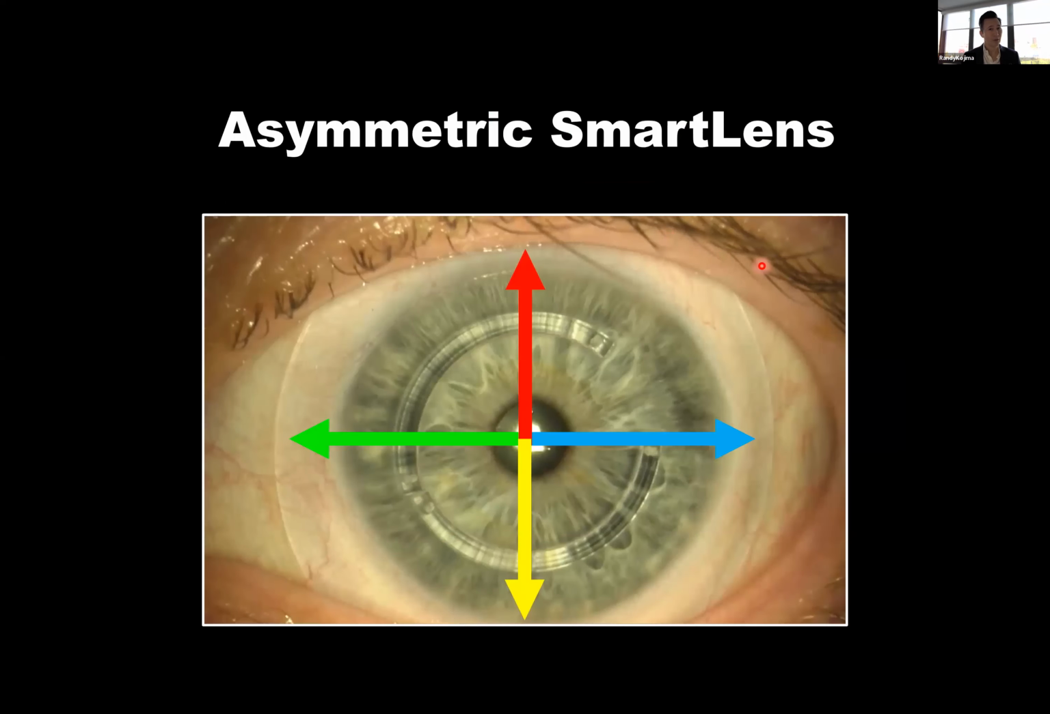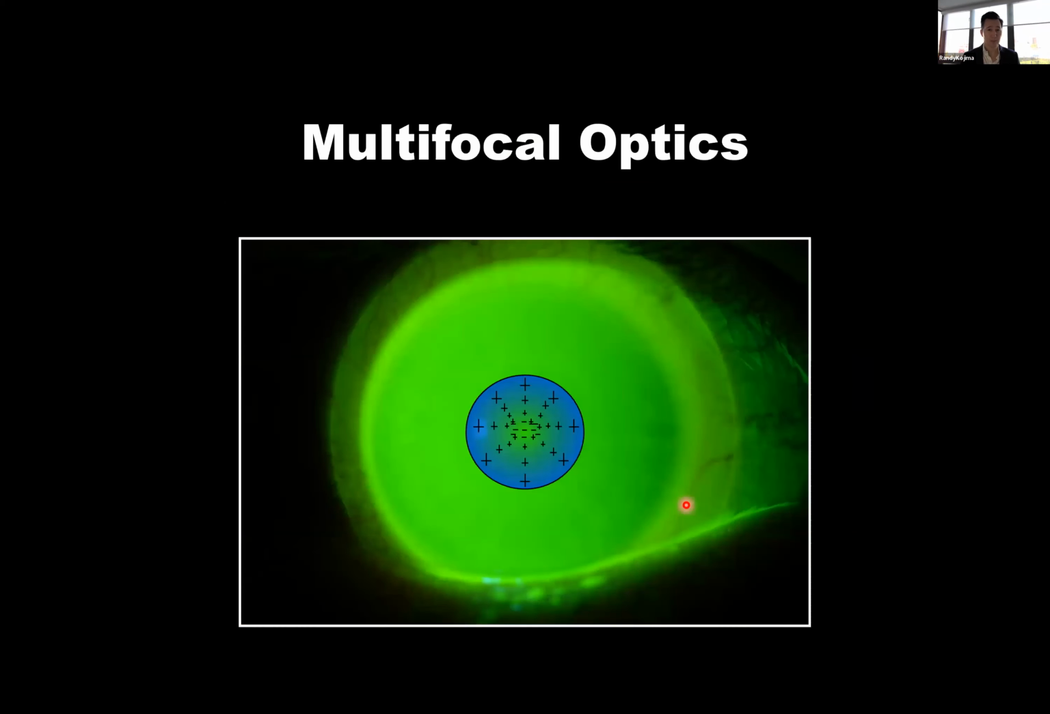Then you can also make an asymmetric landing with the Smart Lens. If there's ever a point that you have a varied elevation around the clock, that's something you can do. You can also make the Smart Lens with multifocal optics. If you have a scleral lens patient that also needs a presbyopic correction, then that's something we can do.